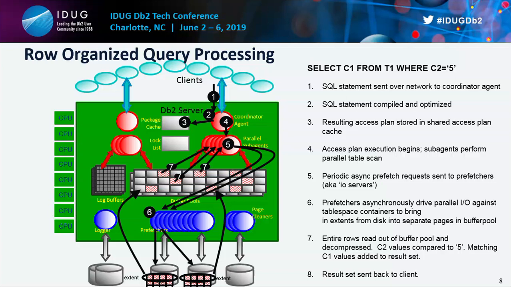Now, the thing you'll notice is that between all of the parallel subagents, you touched every single data page in this object, because it was a table scan, because in this case we said there was no index. So if your whole table was 100 terabytes, you just read 100 terabytes of data to return some number of rows where C2 equals 5.